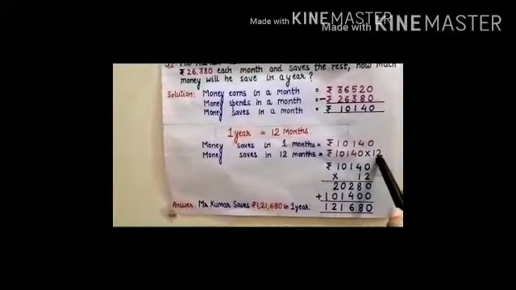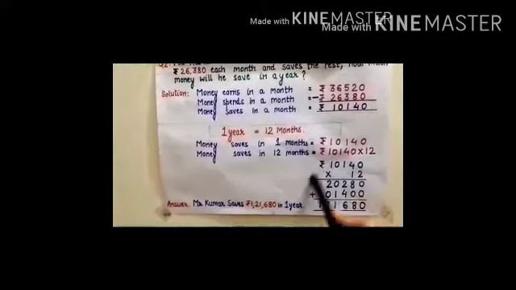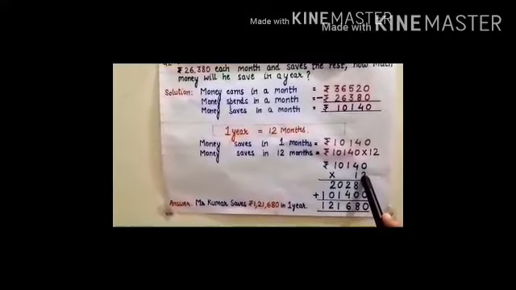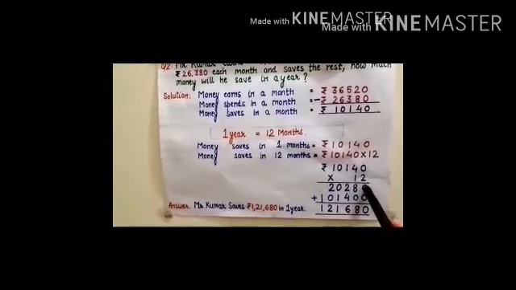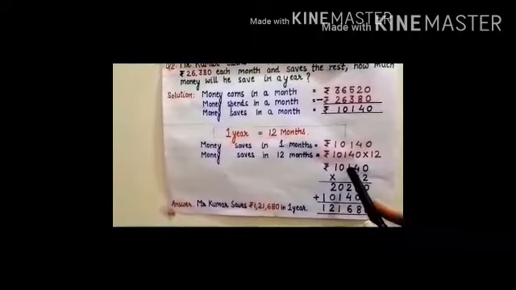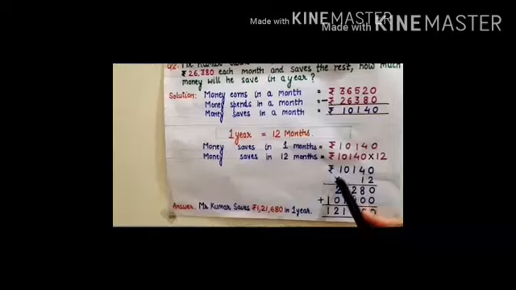After writing down this step, you just figure out the digits of the numbers according to the place value. And you know that this is 2-digit multiplication. So let's start. 2 into 0 is 0. 2 into 4 is 8. 2 into 1 is 2. 2 into 0 is 0. 2 into 1 is 2.